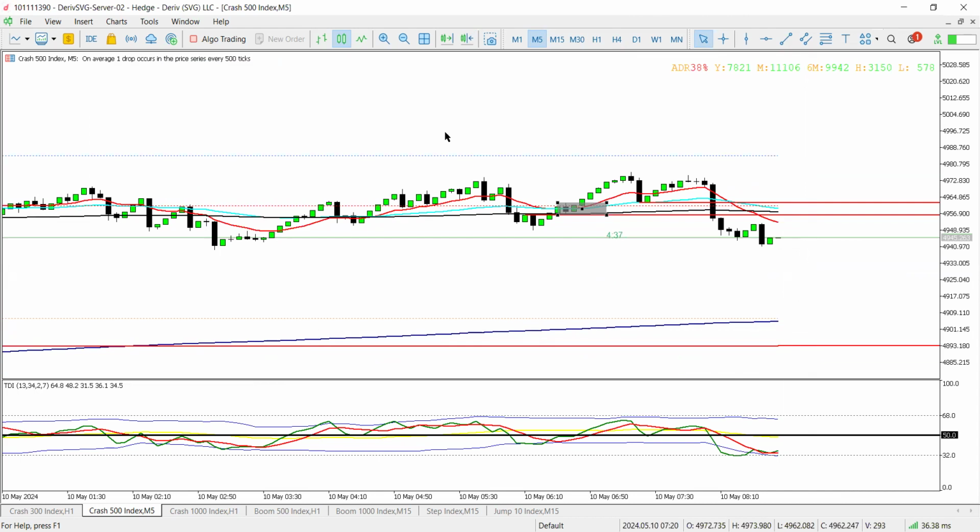Then after that, we're going to check if price will actually be reversing for us to get more sells. But for now, the sell is short term.